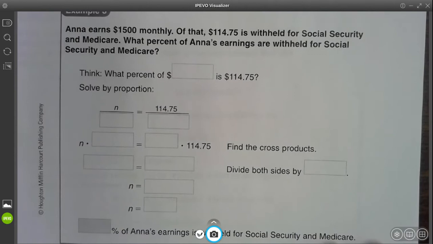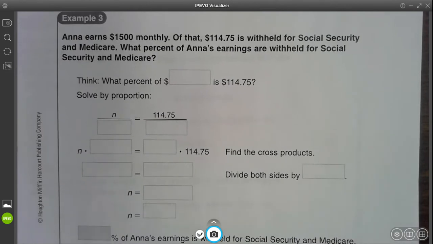Okay, here we have Anna earns $1,500 monthly. Of that, $114.75 is withheld for Social Security and Medicare. What percent of Anna's earnings are withheld for Social Security and Medicare?